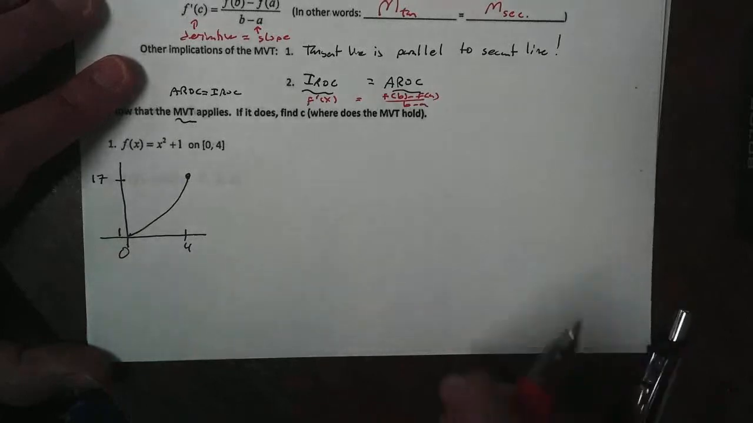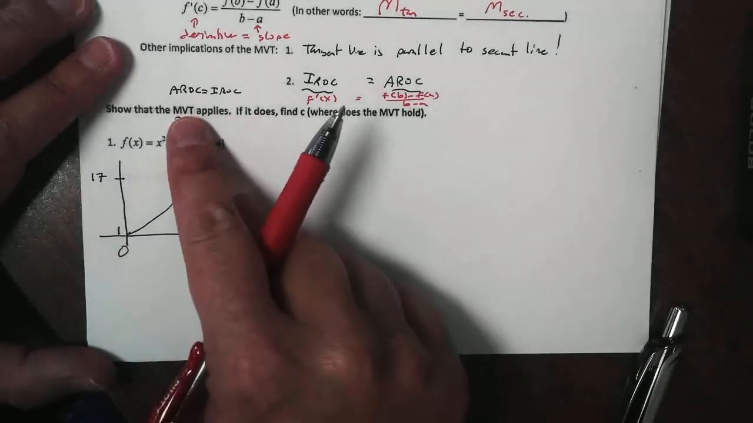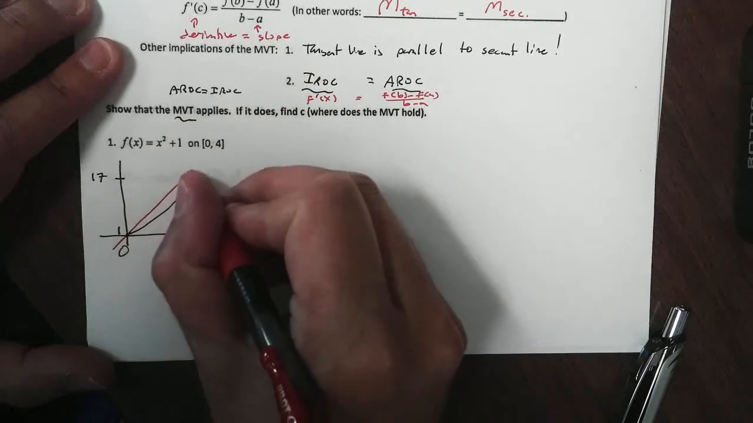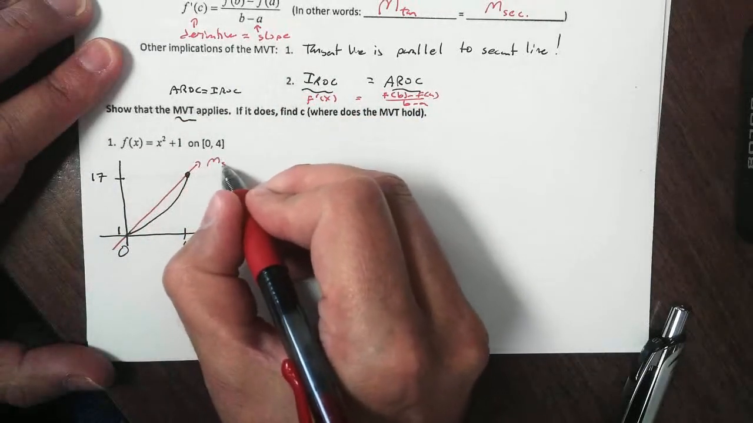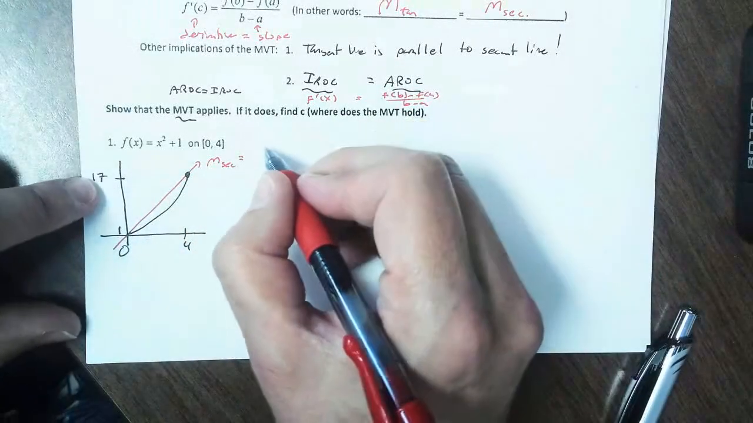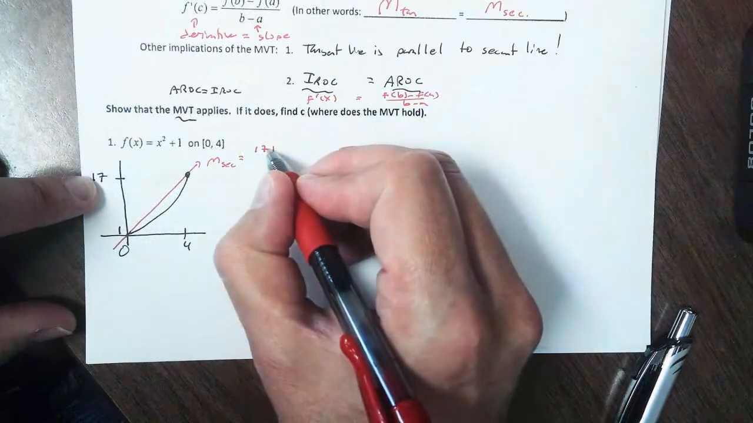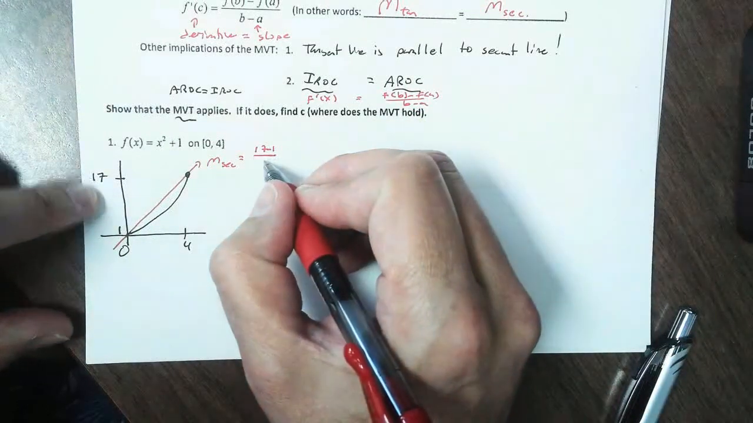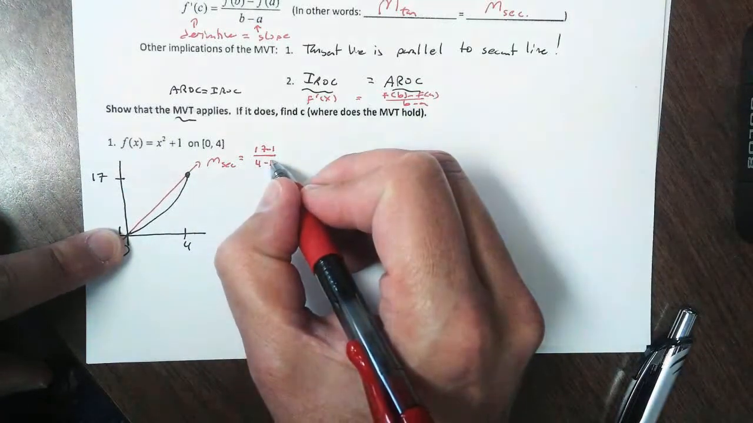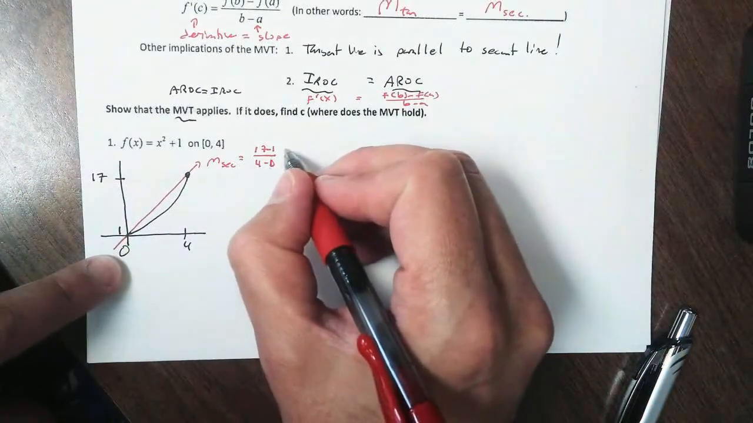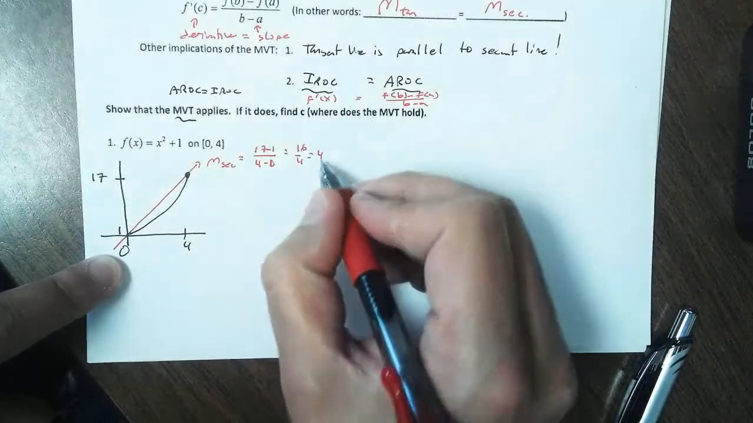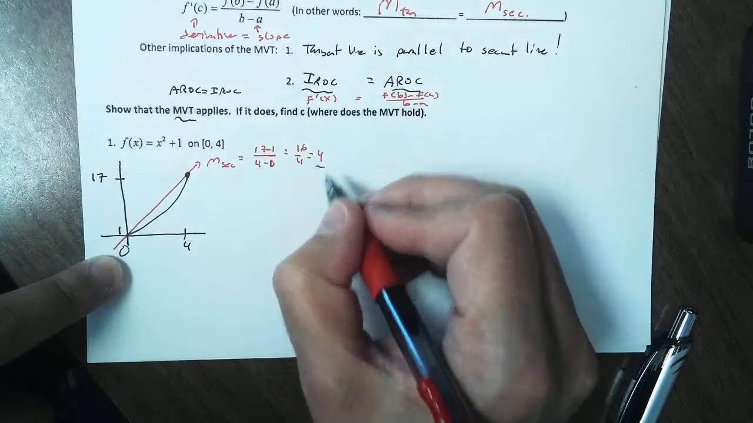All right, so what the MVT says, if I want to find out the MVT, what I'm going to do is I'm going to find first that secant slope, the slope of my secant line. And I can do that pretty easy. Rise over run. So it's going to be 17 minus 1 over 4 minus 0. Sorry about going to 0. And that's going to become 16 over 4, which is 4. So this is saying my average slope is 4.